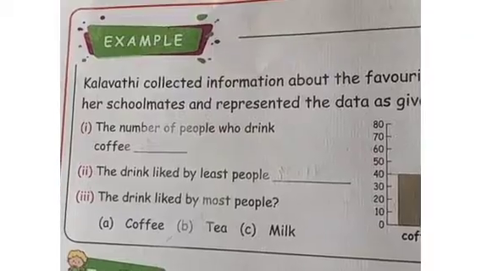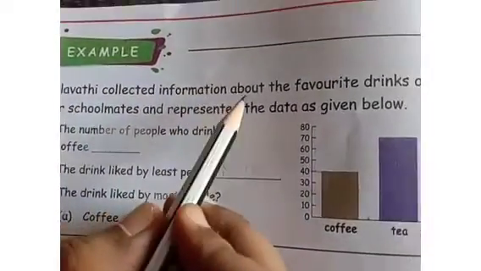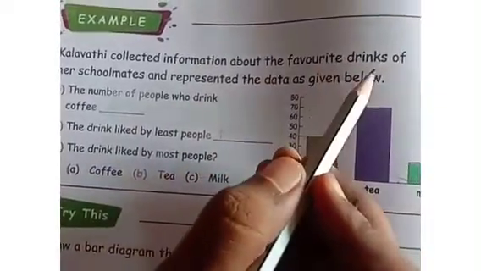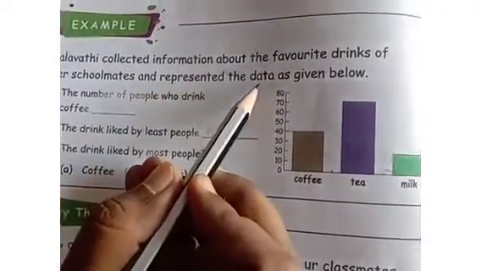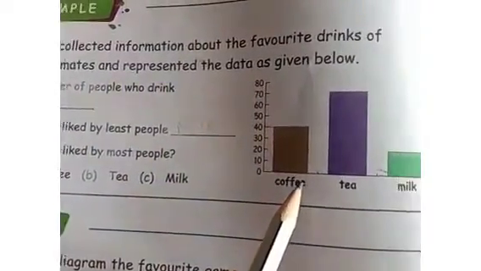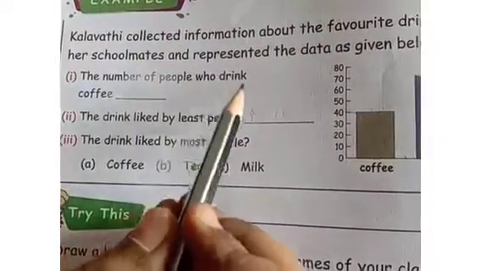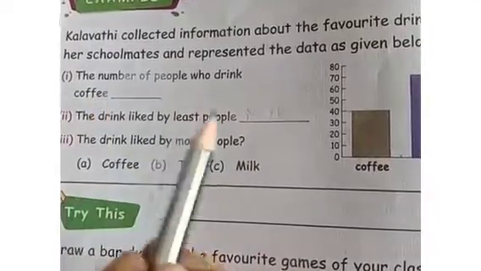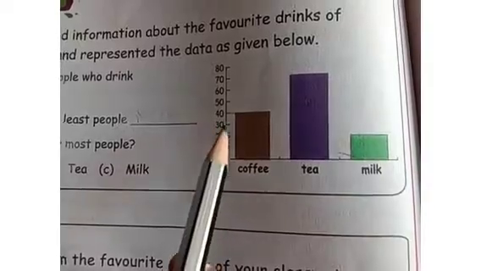Let us see some examples. Kalavadi collected information about the favorite drinks of her schoolmates and represented the data as given below. So with this graph, we have to solve all these three questions. First one, the number of people who drink coffee. So the coffee drinkers here is 40.